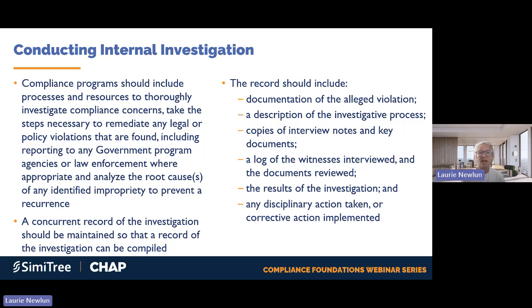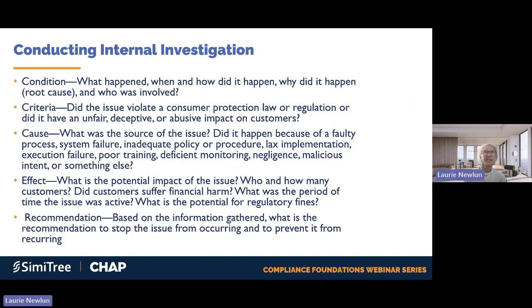These can many times result in legal processes, and so any legal counsel who is a part of this process would want those notes, would want to see what we've done and what we've put in place, especially if something has reoccurred. So when we're looking at conducting this internal investigation process, it's really important that we look at the elements that went into it. The condition, what happened, when and how did it happen, and why did it happen? What was this root cause process, and who was involved in the process?